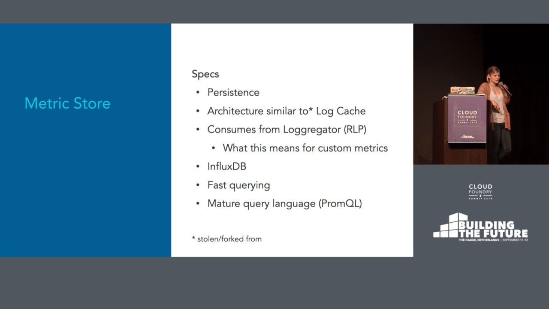It consumes downstream from Loggregator, from the reverse log proxy. And what that means is that basically anything that you're putting into the Loggregator pipe is going to end up in Metric Store. So anything that you have gotten into the Loggregator throughput through an agent, you're going to have this queryability and this filtering ability through Metric Store because everything is consuming downstream from that Loggregator pipe.